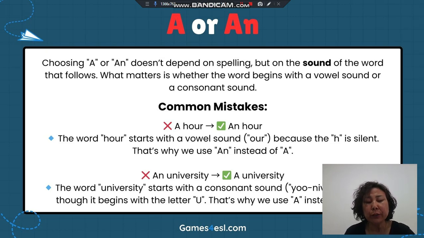Not an university, right? A university. The word university starts with a consonant sound, yoo, though it begins with the letter U. That is why we use a instead of an.